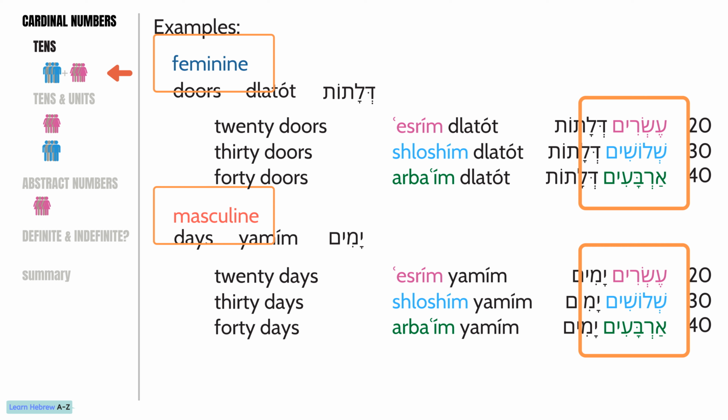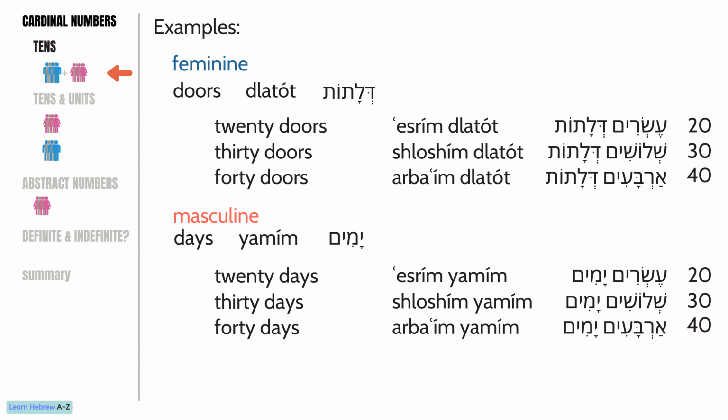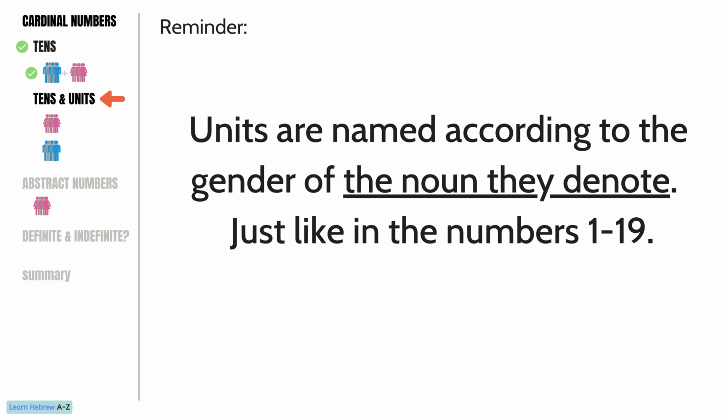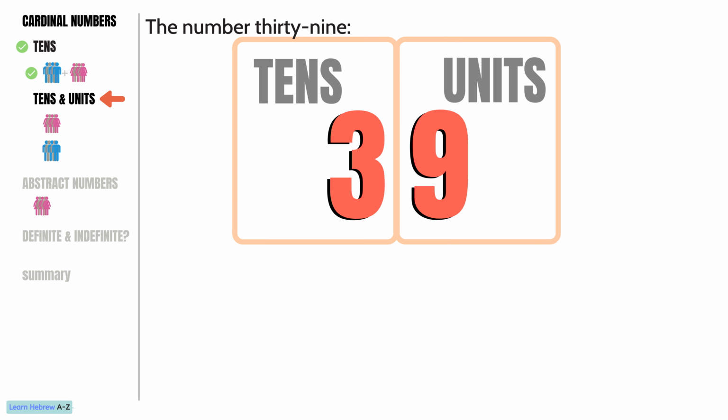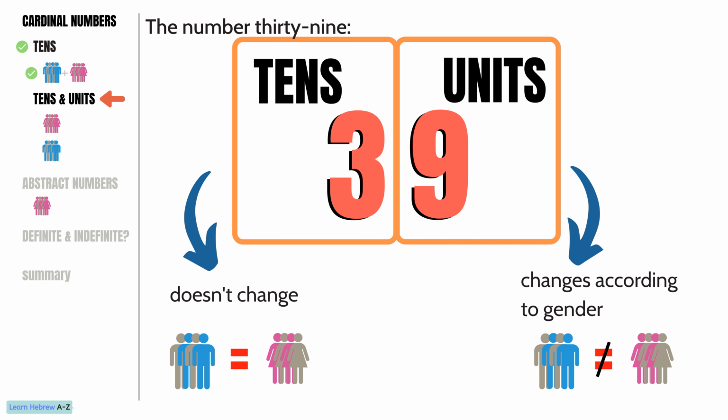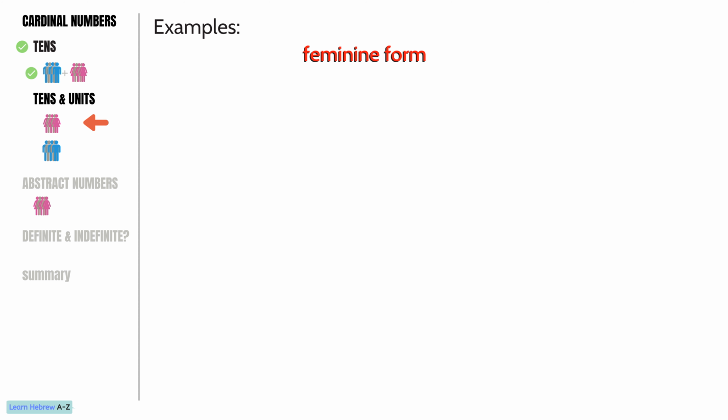Now that we have covered the tens, it is time to add the units. I want you to remember that in numbers greater than 20, the units digit is named according to the gender of the noun we denote, just like in the numbers 1 to 19. The tens digit remains the same for every number, regardless of the gender. Let's go over some examples, starting with the feminine form. We will use the number 50 as our base.